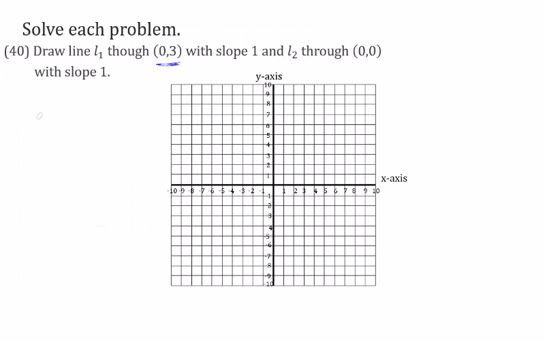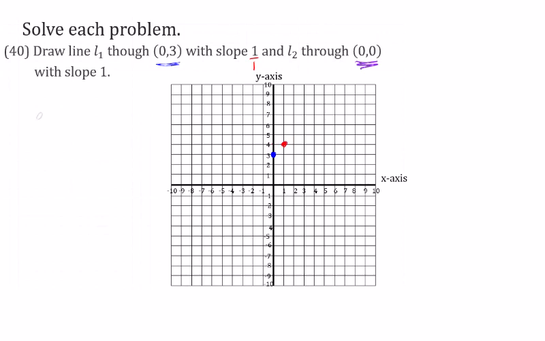Okay, let me use different colors. Okay, so (0, 3). When x is 0, remember where that ends up? That's right, on the y-axis. So (0, 3) is right there on the y-axis. Slope 1, so remember that means 1 over 1. So that means the rise is 1 and the run is 1. So up 1, right 1.